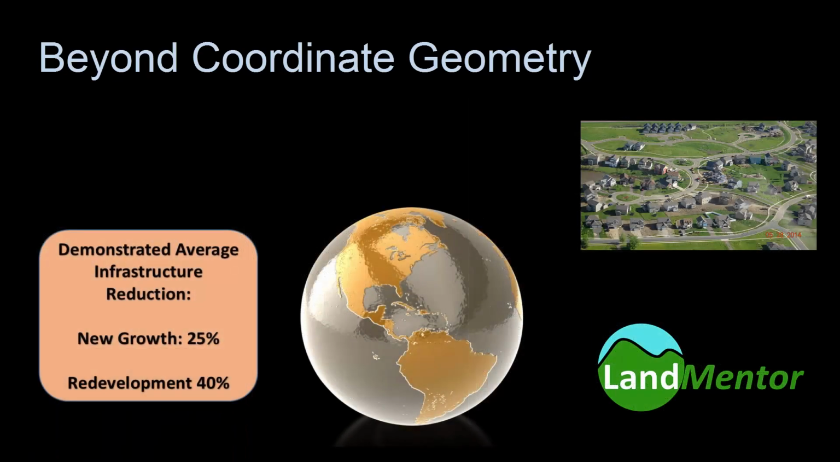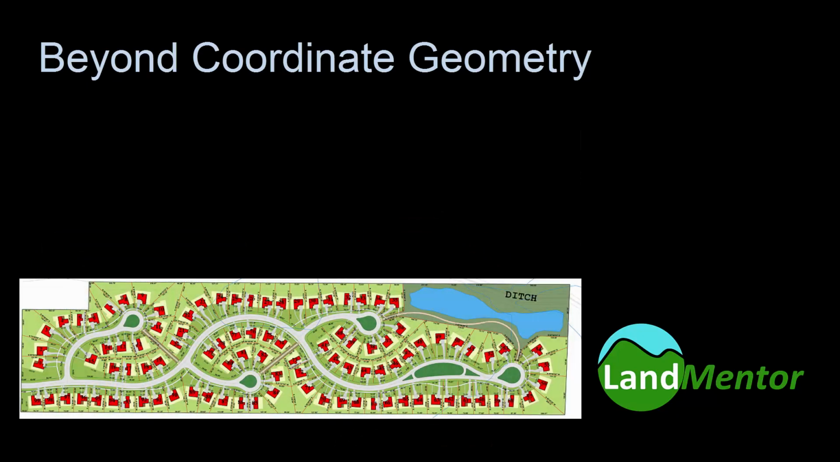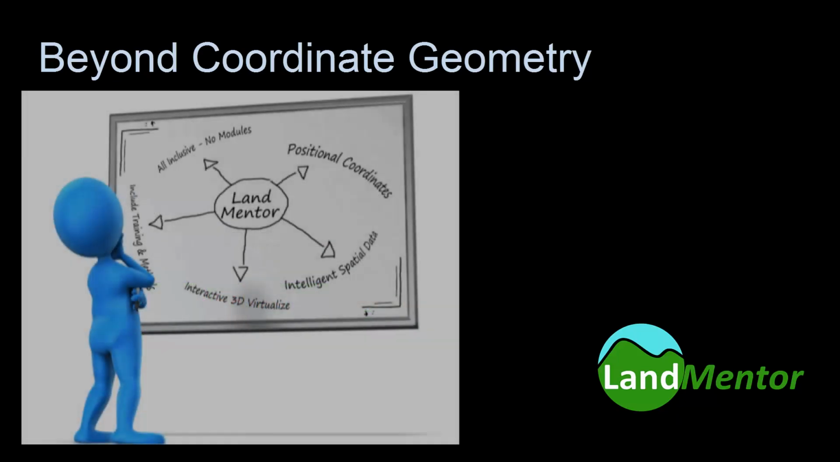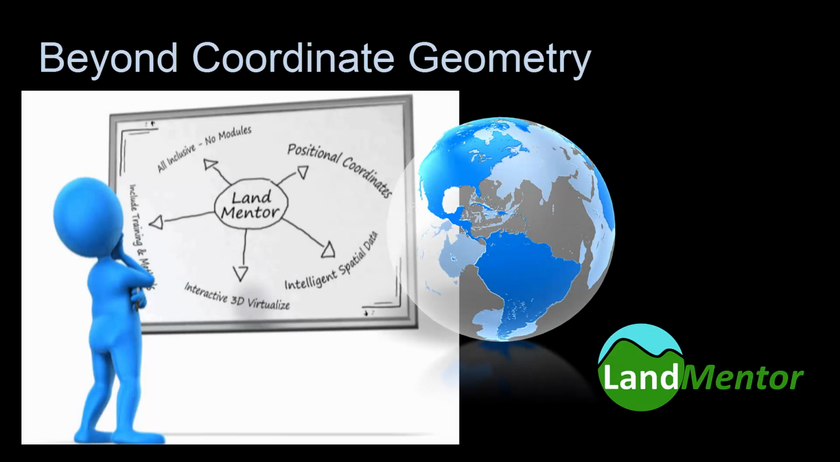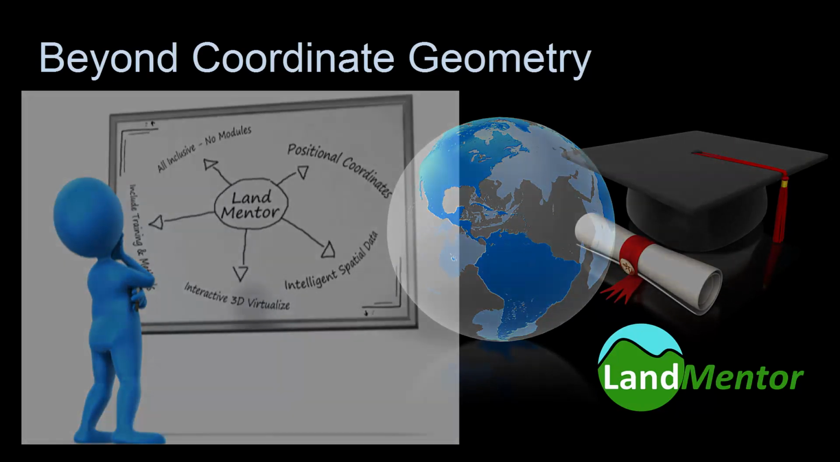The results? A significant reduction in the infrastructure required to develop and redevelop. A demonstrated reduction average of 25% compared to conventional design methods, as measured in almost 1,000 developments in 46 states and 18 countries, harnessing the methods taught to those who invest in LandMentor.